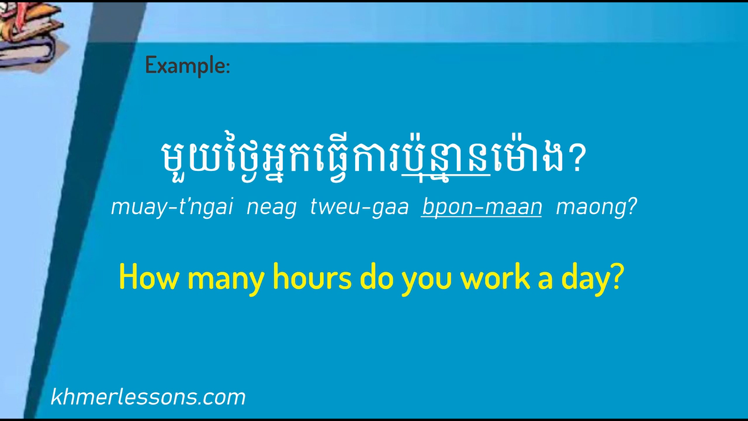Another example, how many hours do you work a day? Knhom nek phlor ka pon man mong. Tngai tngai is per day or a day, I use it at the front. Phlor ka is to work, you know already. And pon man mong is how many hours.